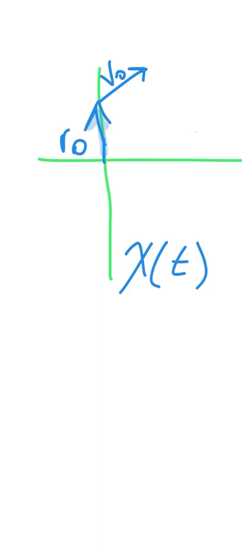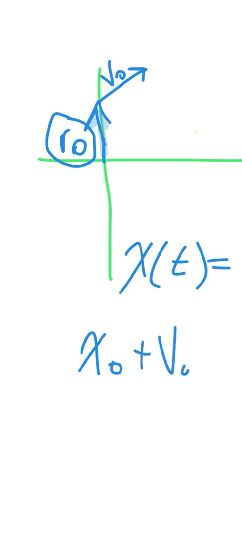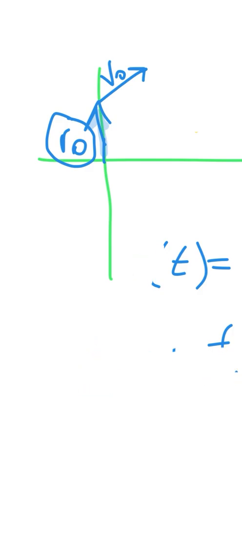So the equation for x of t is going to be very simple because, as we said, it's always constant. So x of t is similar to r0, or the initial position. Since the x values are always constant, the equation is x0, or the initial position, plus v0x times t. This is the equation for x of t, given that we know that the x values are always constant.